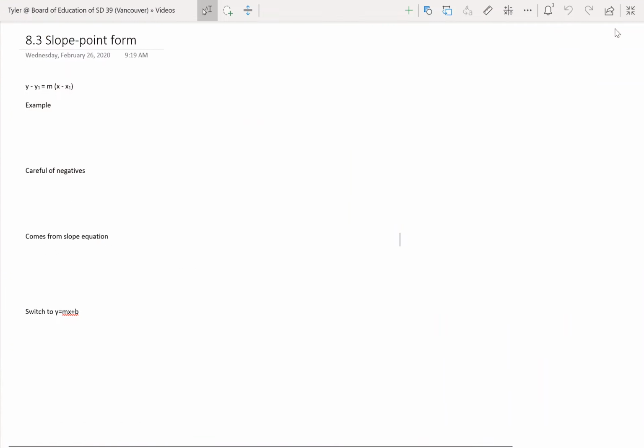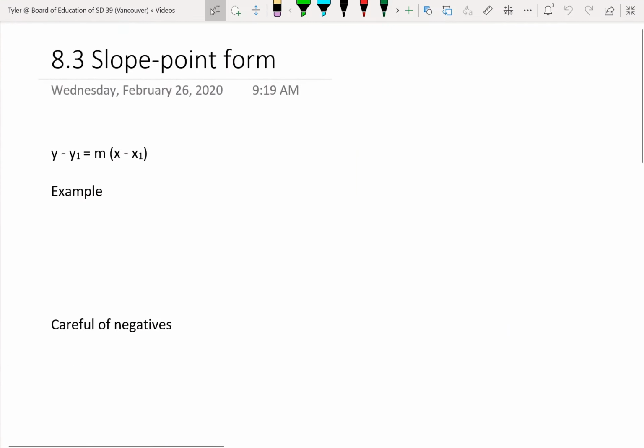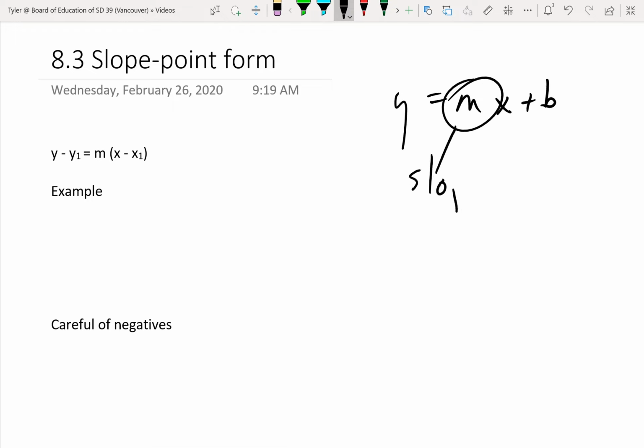All right, I want to go over slope point form. So we already talked about y equals mx plus b, where this is the slope and this is the y-intercept. Now we need to learn a different way to write the equation. Notice m is in the equation. It means the exact same thing, so whatever number is there is the slope.